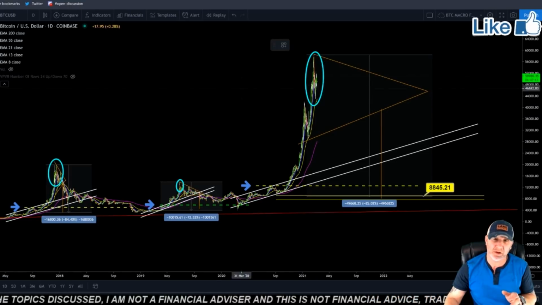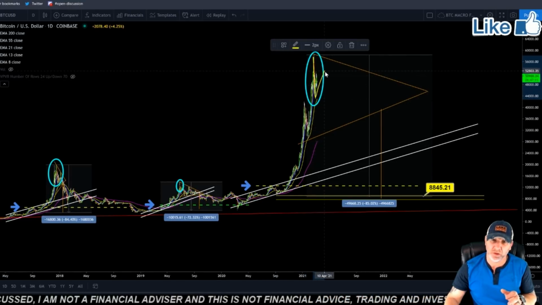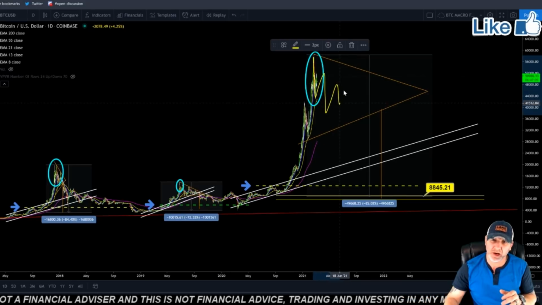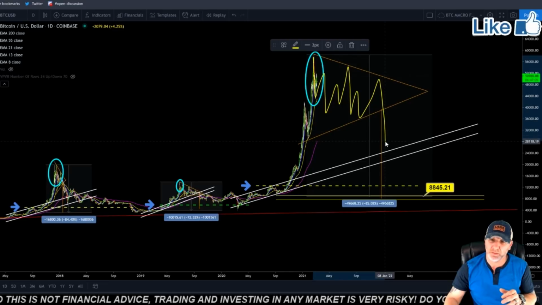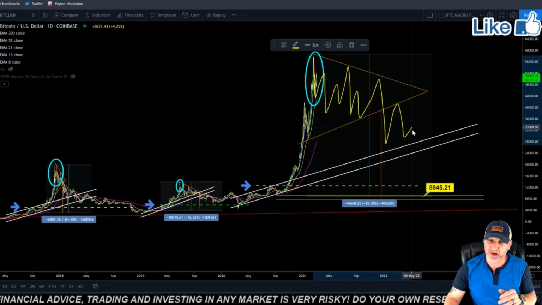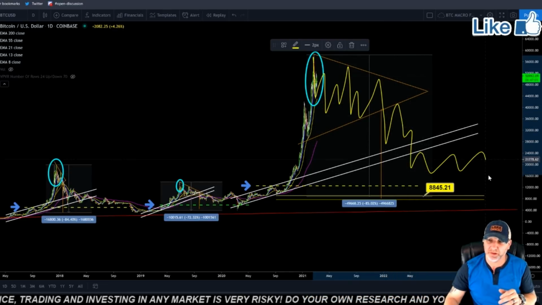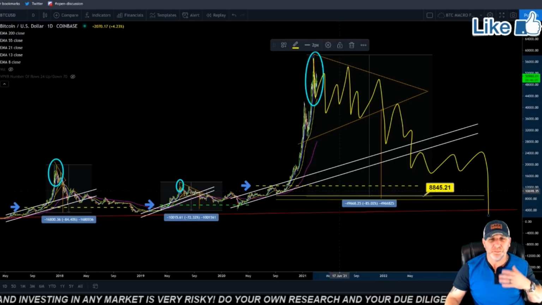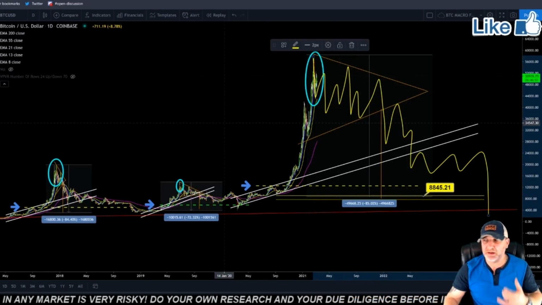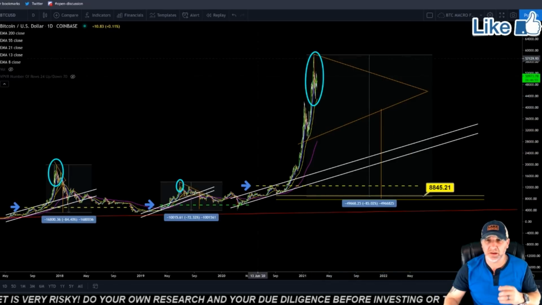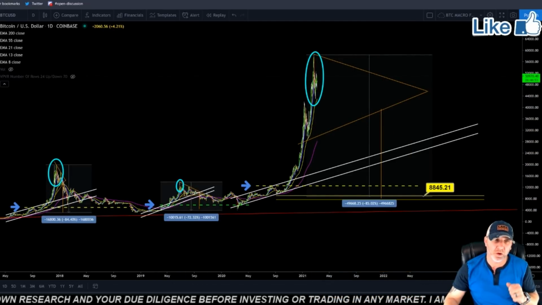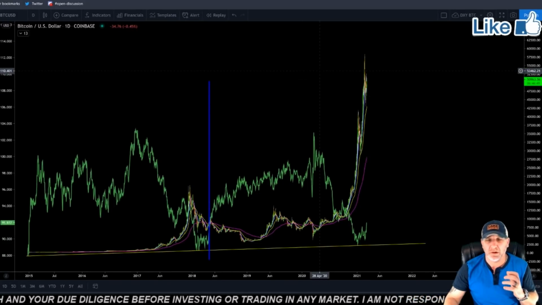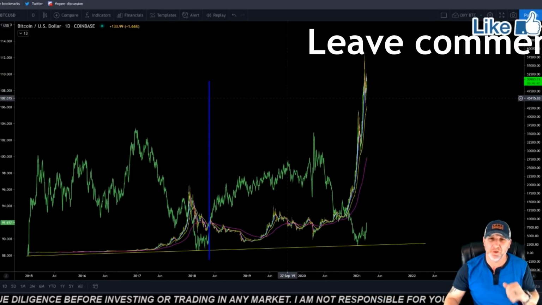And that doesn't mean we go straight down. You know, we could bounce around in here for a while, come up, get everybody bullish again. And once we break down, come back, retest the triangle, and end up looking something like it did over here. Just a possibility. Be aware, it is possible. Anything's possible, guys. Don't get too overly bullish.